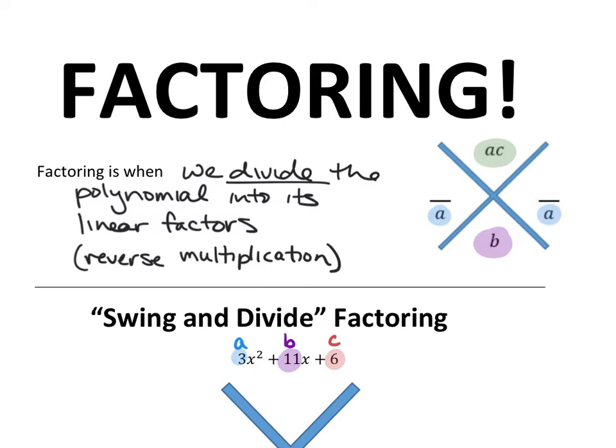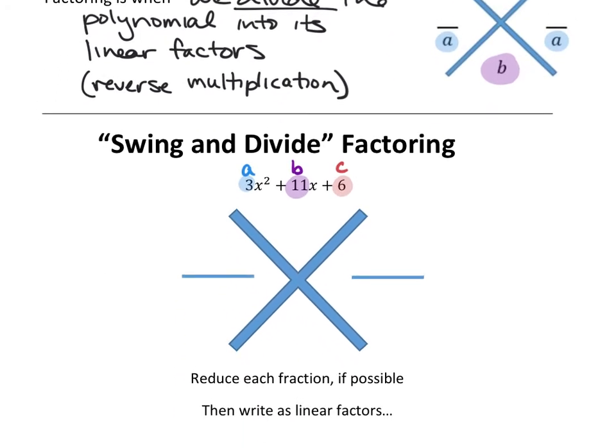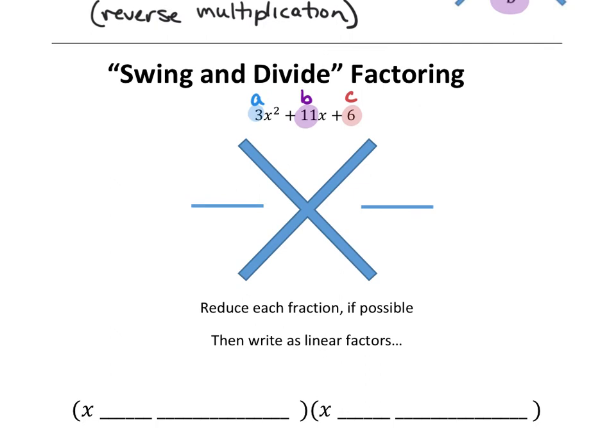So in the swing and divide factoring, which really should be called divide and then swing because the swing part comes at the very end, what we're going to do is set up our own X puzzle and then solve it. So remember, we want to put a times c in the top. A times c is 3 times 6. That's 18. B for bottom is 11. And then my a's go underneath the fraction bars. Check, check, I've set up my X puzzle. I am prepared to start factoring this trinomial and get it as a product of its linear factors.